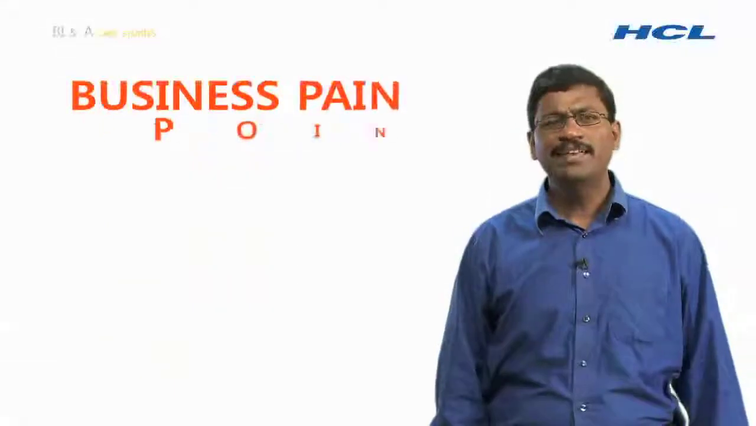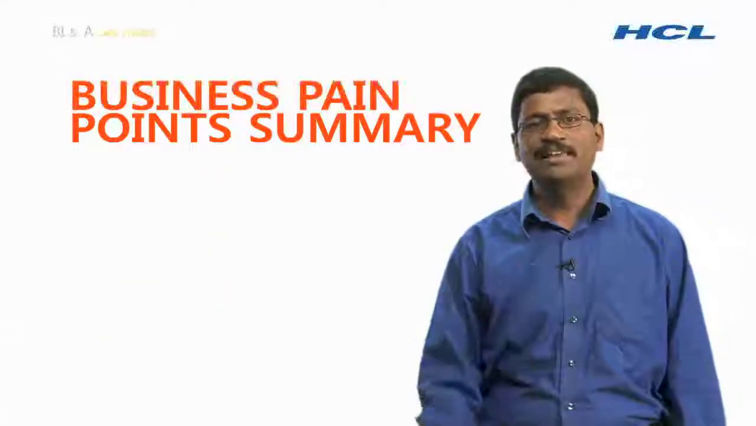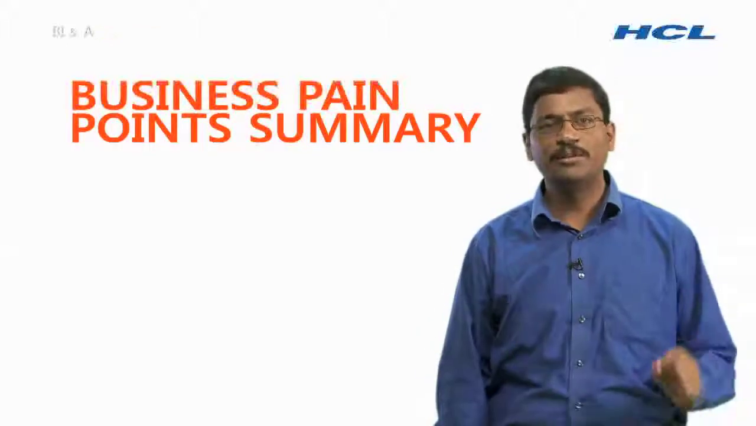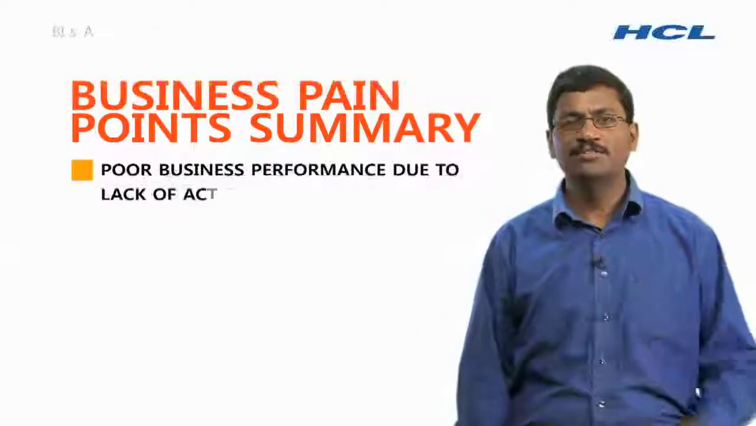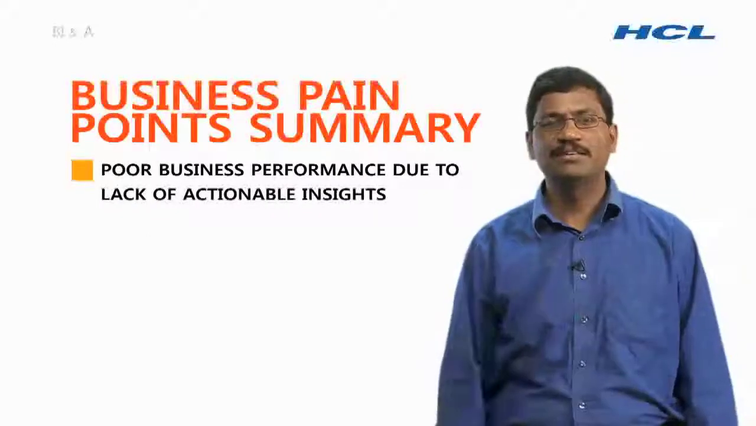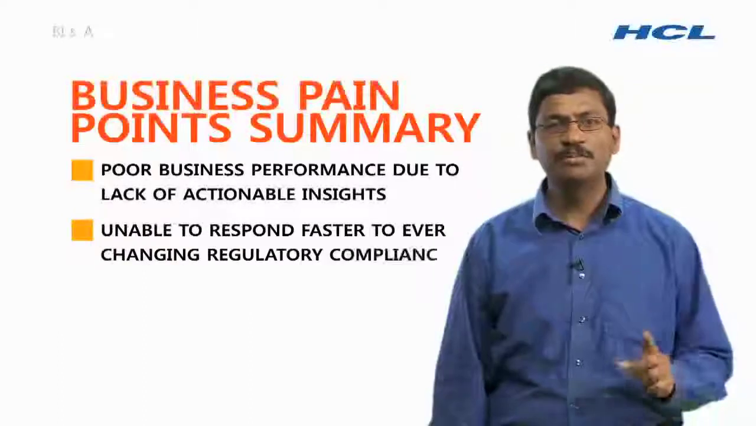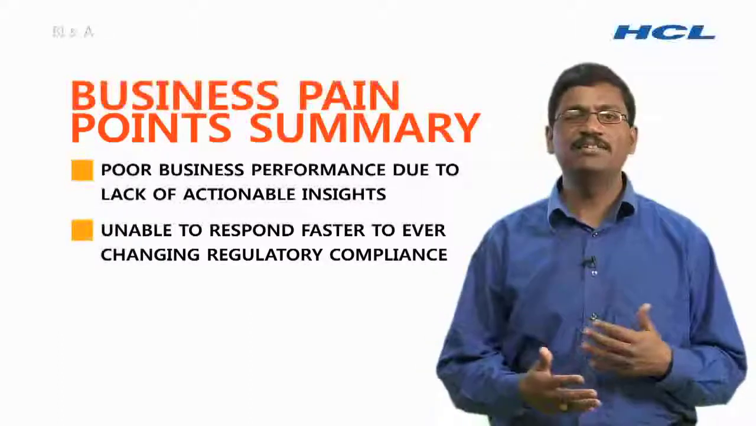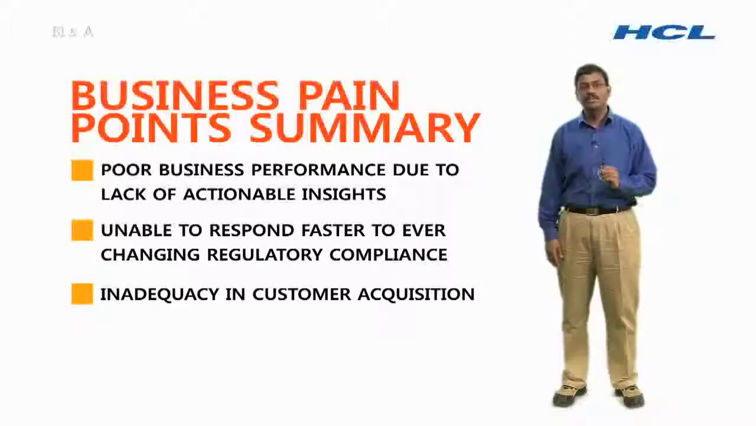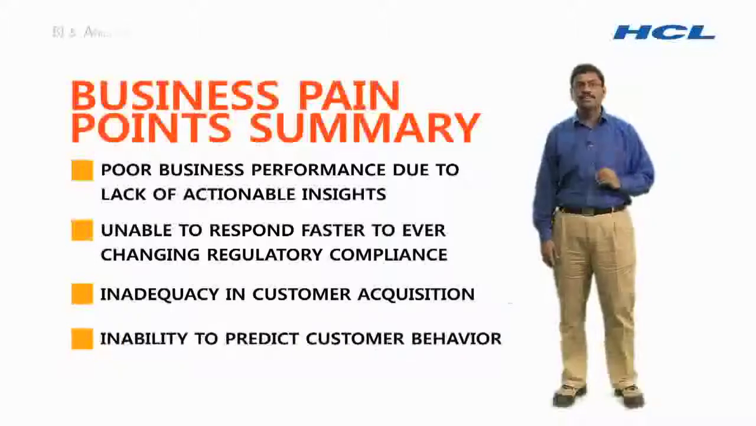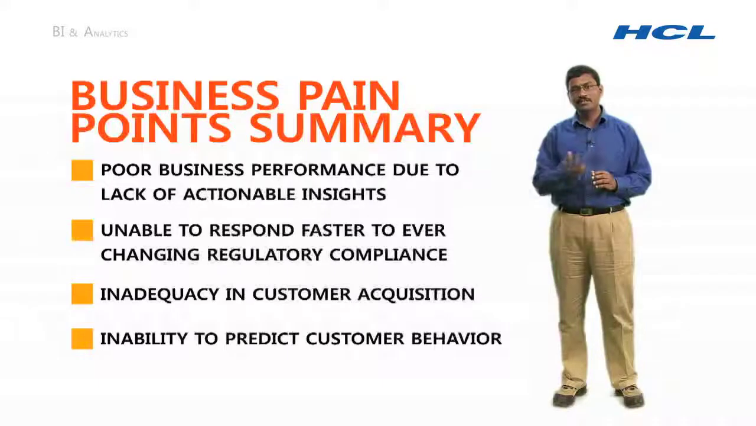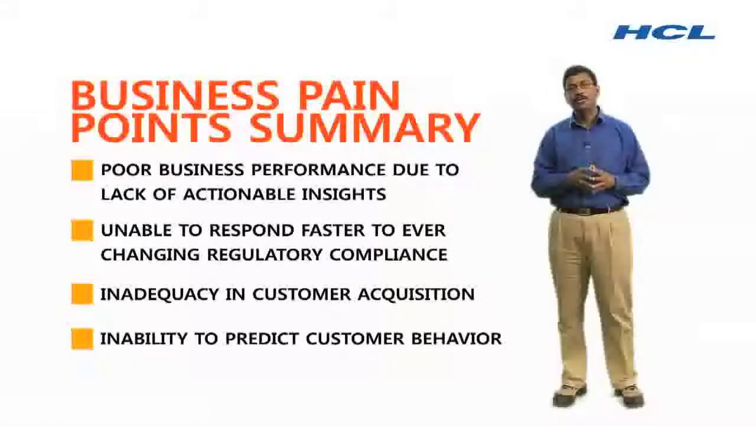Before we wrap up, let us have a quick recap of the 4 business challenges which we have addressed through this FLSL, BI and analytics for business optimization. The first business challenge, poor business performance due to the lack of actionable insights. The second business challenge, unable to respond faster to ever-changing regulatory compliance. The third business challenge, inadequacy in customer acquisition. The fourth business challenge, inability to predict customer behavior for improving customer satisfaction or new product or service launch.